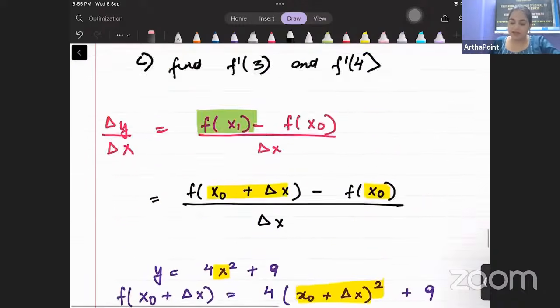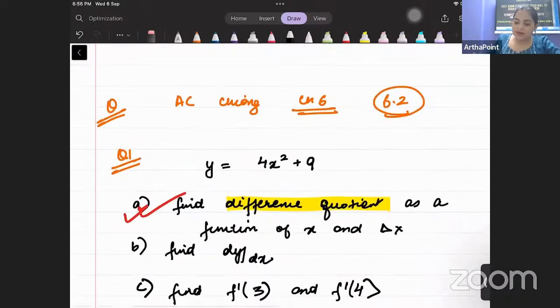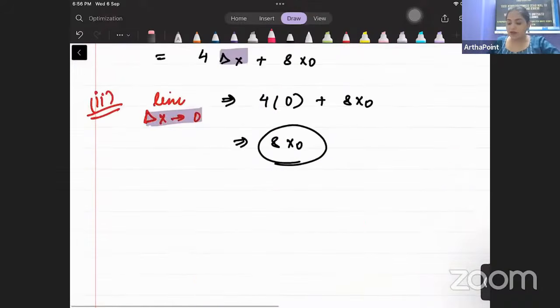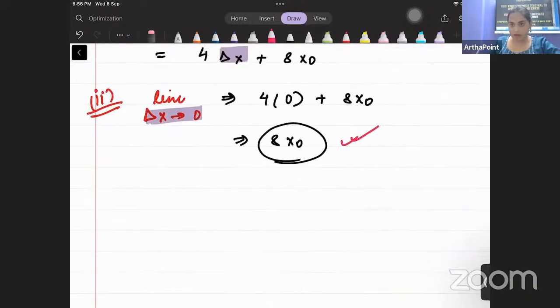How would you find the derivative if I told you, beta, that this was your function, right, and you were asked to find dy by dx? So power comes down and power reduces by 1. So beta, the derivative was 8x, and that is exactly the derivative you're getting here, 8x naught, right?